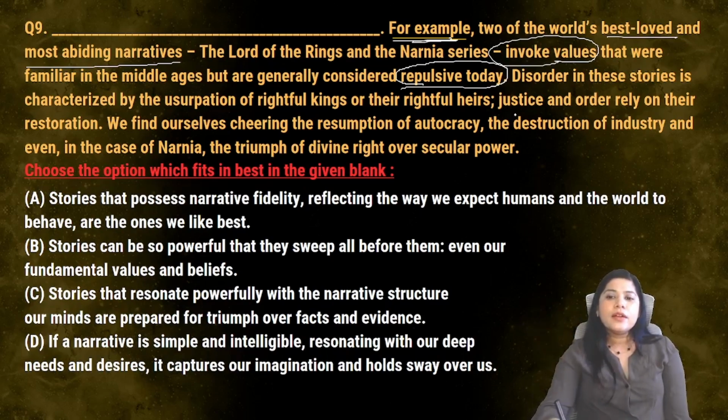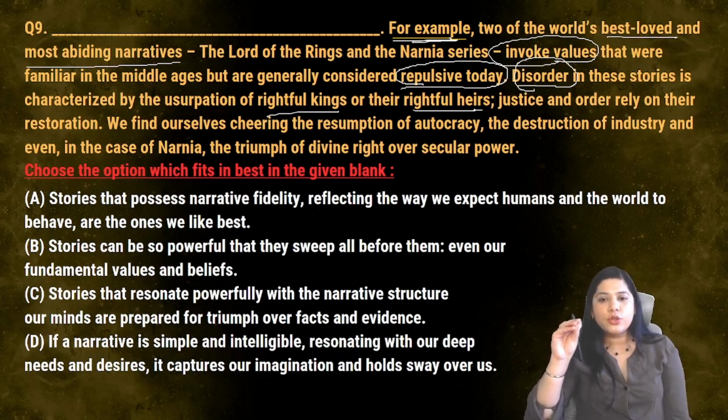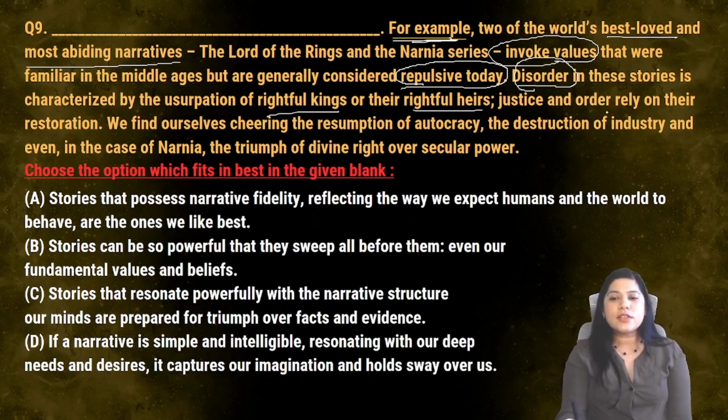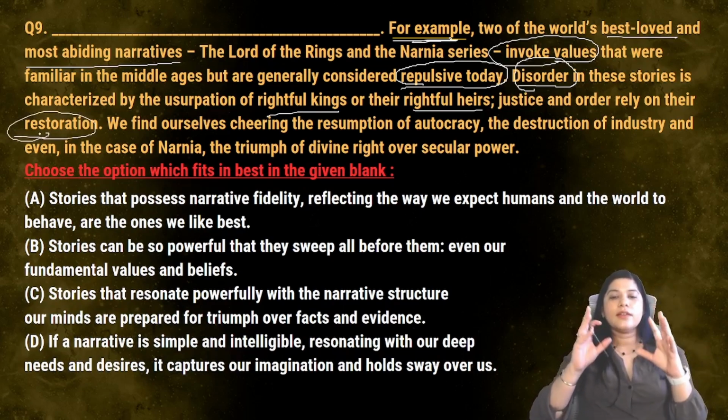Etc. Disorder in these stories is characterized by the usurpation of rightful kings or the rightful heir. So in these stories, something negative, they're generally showing that okay, good kings were there, but somebody took their throne. Someone took their place, as in the one who should have got the throne did not get it. Something like this, some disorder, negative they will show. Justice and order rely on their restoration. And generally then some hero will come, he will get the king rightfully what is theirs, their country, their throne. So this is how the stories used to be.